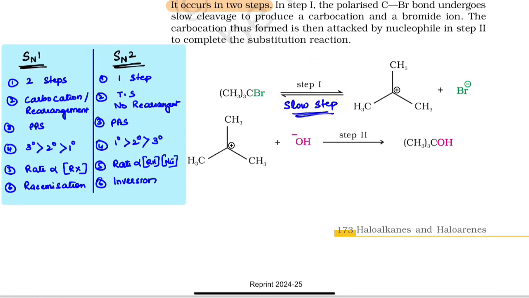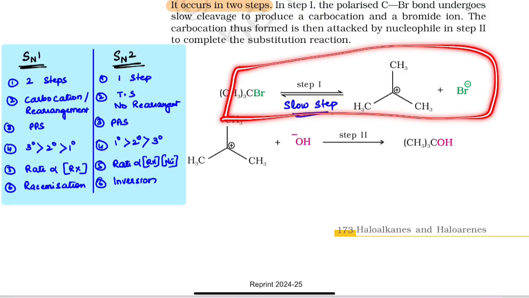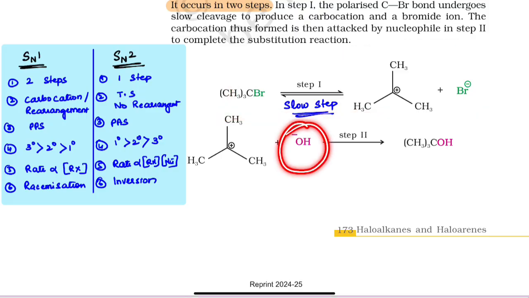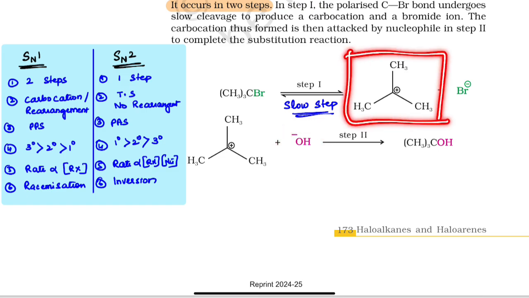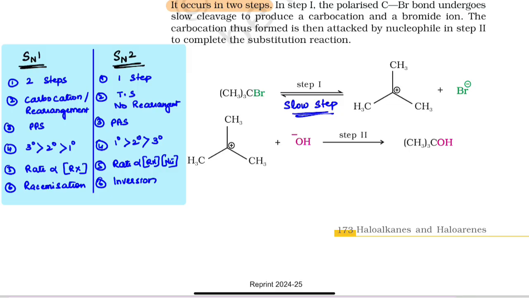So always remember that RDS, rate determining step, will always be the slow step. So here this is the rate determining step, and in the rate determining step you can see there is carbocation formation. So the more stable the carbocation, the faster the rate of the reaction, and the nucleophile is not seen in the slow step. It comes only in the second step. Therefore, the rate depends only on the formation of the carbocation.